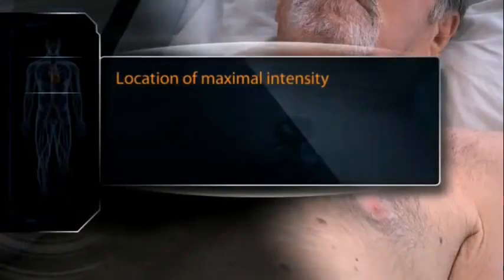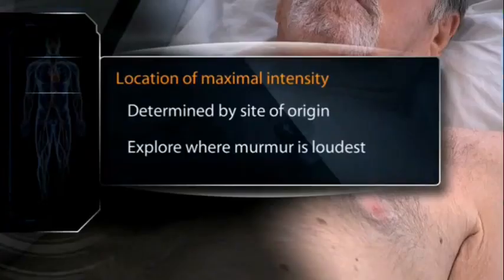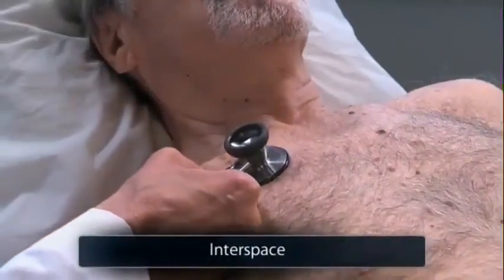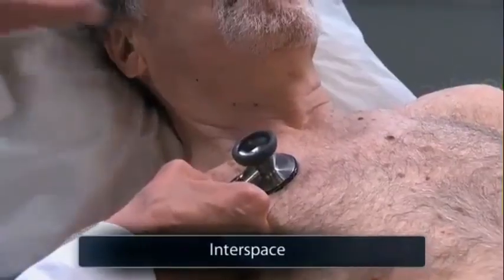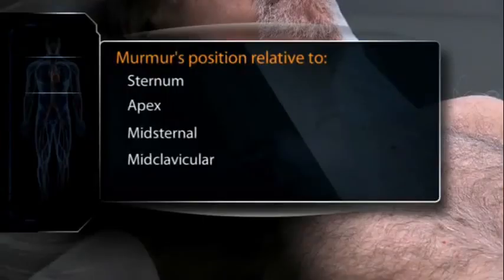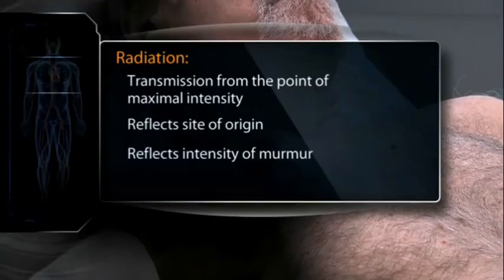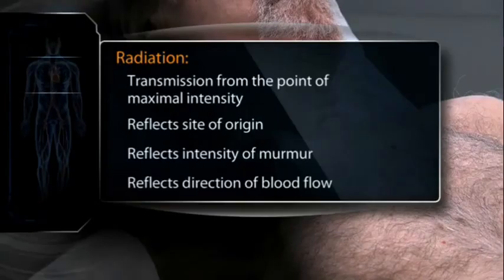The location of maximal intensity is determined by the site where the murmur originates. Find the location by exploring the area where the murmur is loudest. Describe where you hear it best in terms of the interspace, and describe the murmur's position relative to the sternum, the apex, or the mid-sternal, mid-clavicular, or one of the axillary lines. Radiation, also referred to as transmission from the point of maximal intensity, reflects not only the site of origin, but also the intensity of the murmur and the direction of blood flow. Auscultate the area around a murmur and determine where else you can hear it.